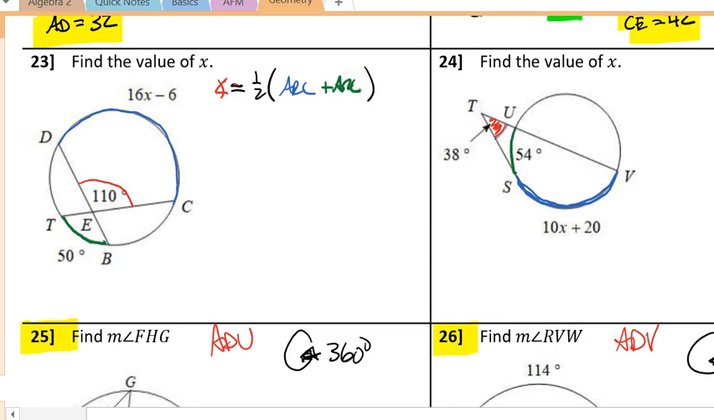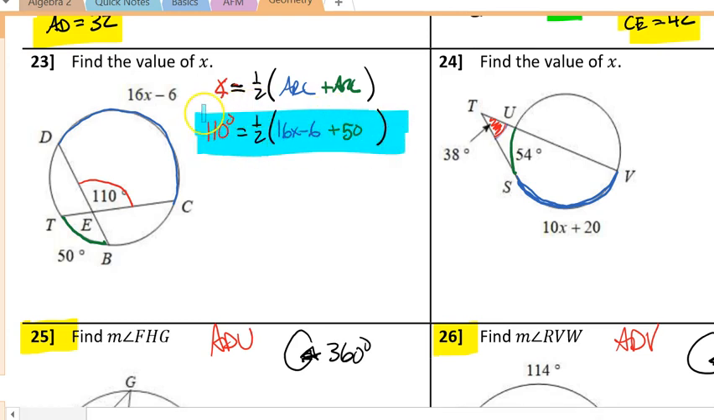So filling in the information, we know the angle measure is 110. So that should be equal to 1/2 of me adding the arcs together. Well, my first arc is not just a number, it's 16x minus 6, and we must add that on to 50 degrees. All right, so we are now set up in terms of an equation for us to solve. So I will start by combining like terms on the inside of my parentheses. 110 equals 1/2 of 16x plus 44.